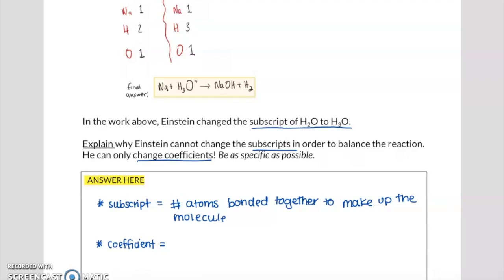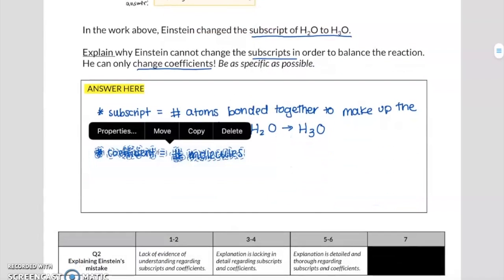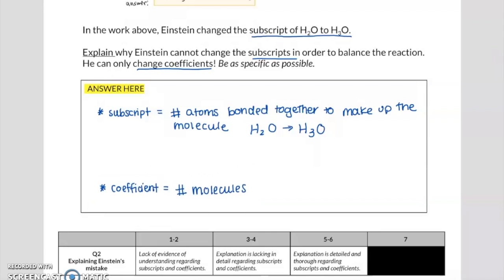Excellent opportunity to show off some vocabulary here using words like atoms and molecules. And a coefficient is referring to the number of molecules themselves. Now, if we were to change a subscript, like Einstein did here from H2O to H3O, this would be a change in my overall molecule itself. Notice that H2O was water, H3O is some totally new substance. This changes the substance and changes the properties that come along with the substance.